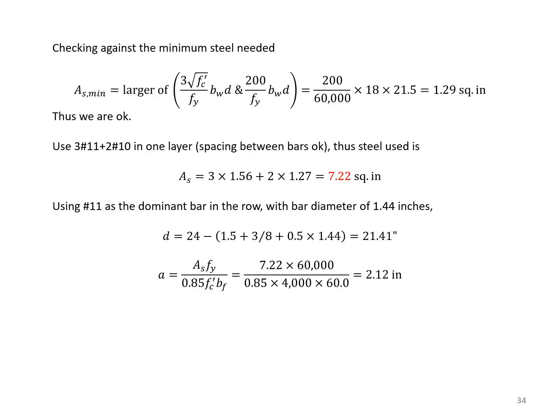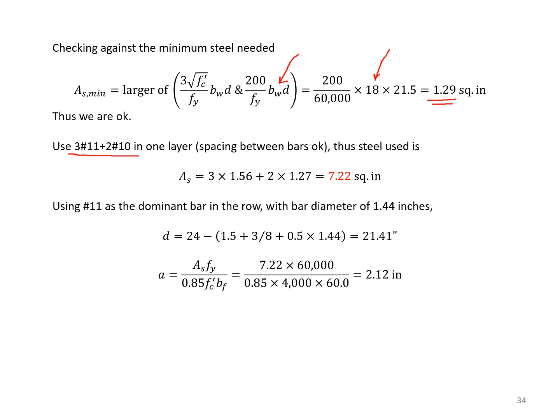So now let's check it against the minimum. And don't forget that in this case, the minimum always uses BW. So this is one of those confusing parts because the area of steel uses BF, but when it comes to the equation for minimum, we use BW. So certainly we are larger than the minimum. We don't have to do anything else except that we select bars. So I suggest 3 number 11 plus 2 number 10.